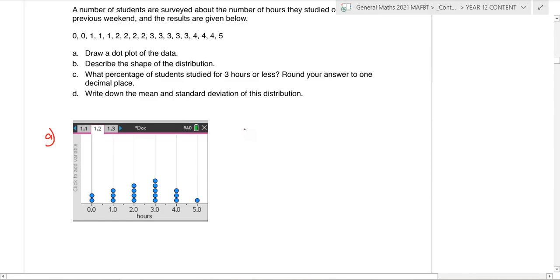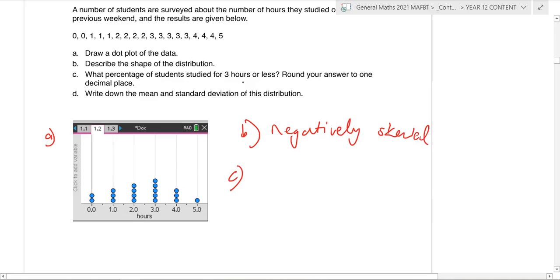So that's part A. Part B, let's describe the distribution of this. Now, this one is a little bit debatable. It is a bit trickier, I guess, to, in some ways, make a definitive answer. But I would say this is mostly negatively skewed, not quite symmetrical. And the reason I say that is because most of your data is found on the left side of where your mean and median might be, which is about here somewhere. So in that case, it should be negatively skewed.